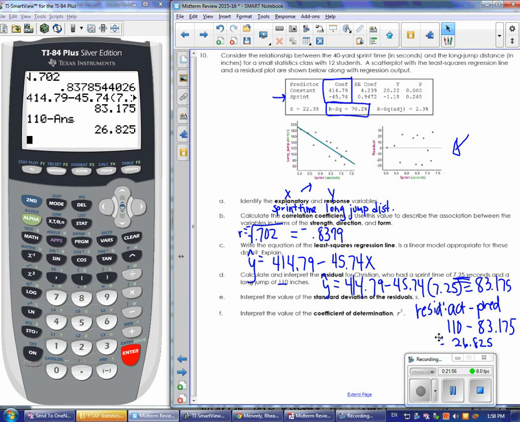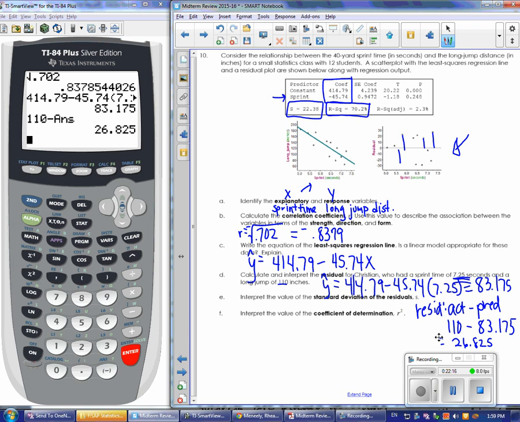Letter E asks you to interpret the standard deviation of the residuals. Remember, our residuals measure the distance between the actual and the predicted. So the standard deviation of our residuals is just going to be our average prediction error.